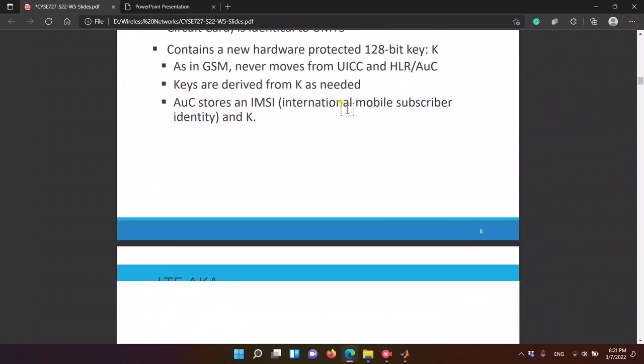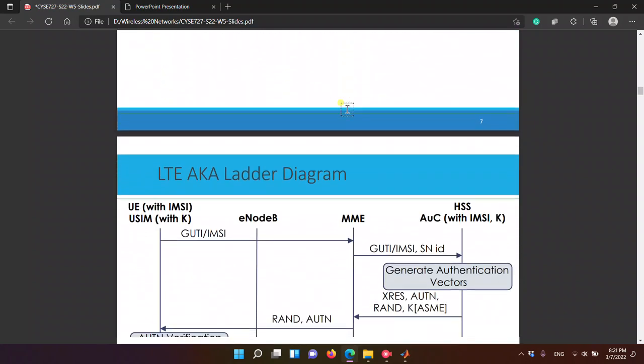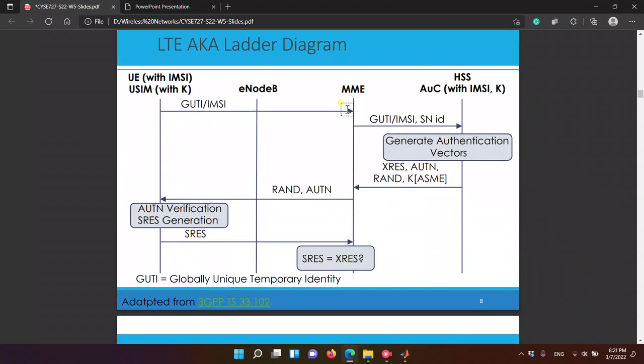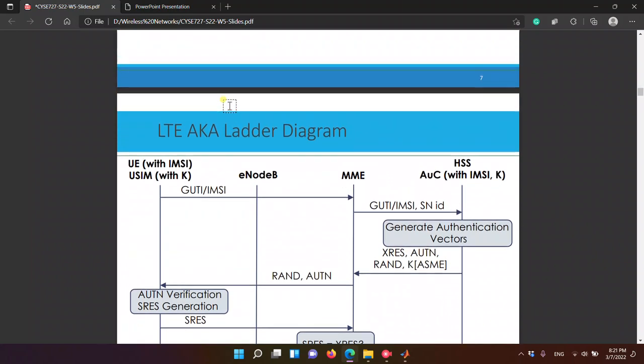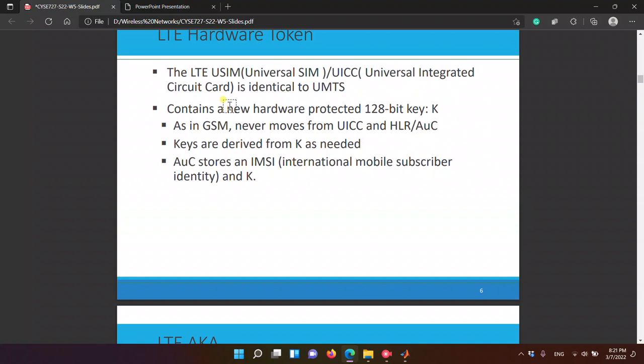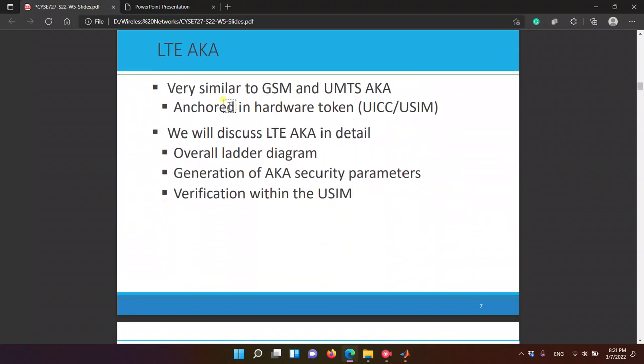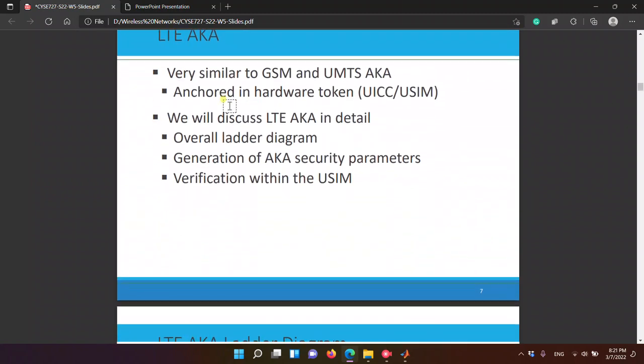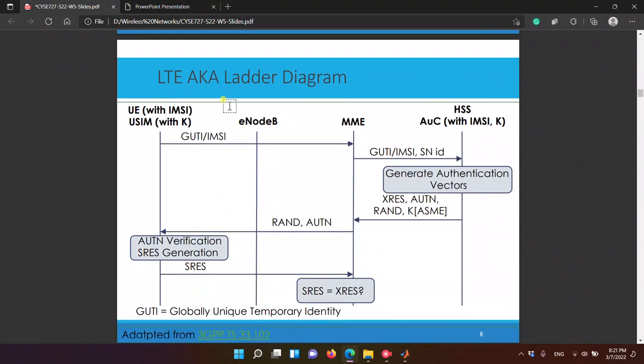It is the mobility management entity. And it uses the IMSI, which is the International Mobile Subscriber Entity.